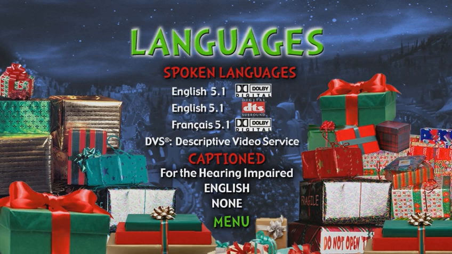Press the up and down arrow keys on your remote to hear the 7 items on this page. Press the Enter or Select key to make your choice. Spoken languages: English 5.1 Dolby. English 5.1 DTS. Francais 5.1 Dolby. DVS Descriptive Video Service. Now, press Enter to choose captions in English or arrow up or down. Now, press Enter to turn captions off or arrow up or down. Return to Main Menu.